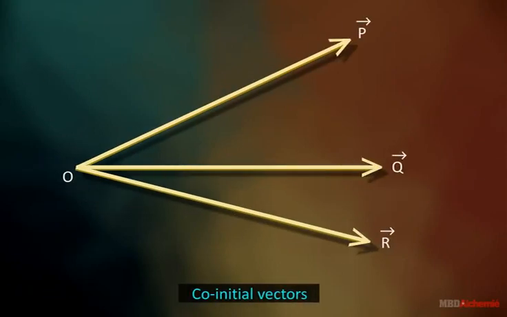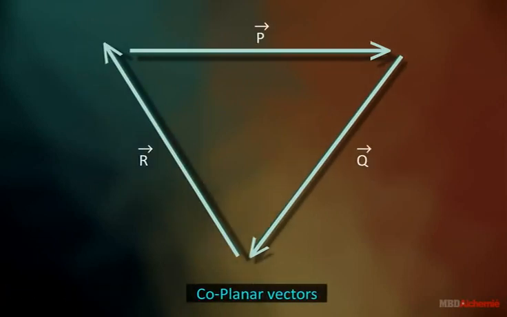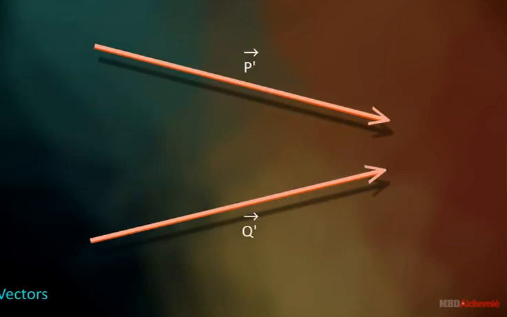Co-initial vectors. The vectors having common initial point are referred to as co-initial vectors. Coplanar vectors. The vectors lying in the same plane are referred to as coplanar vectors. Equal vectors. The vectors having equal magnitude and directed in the same direction are referred to as equal vectors.